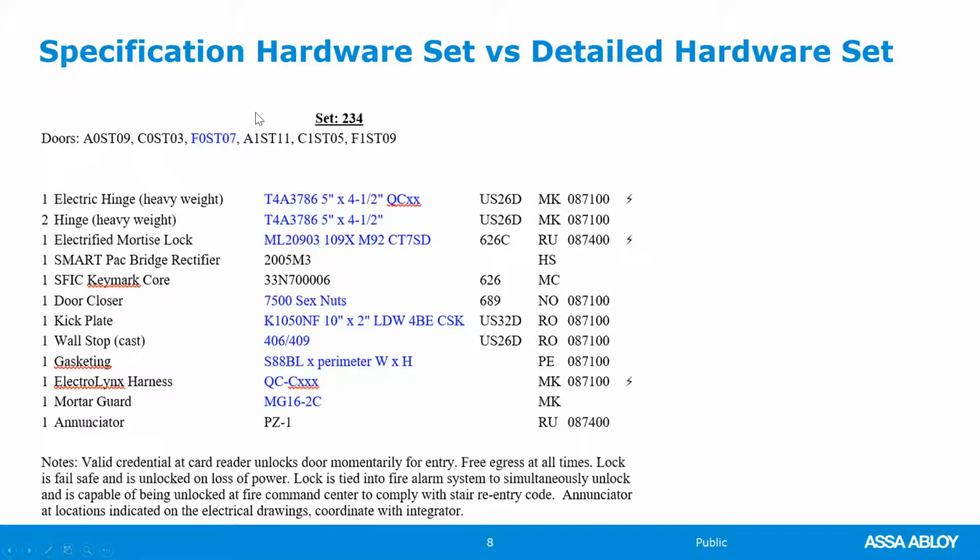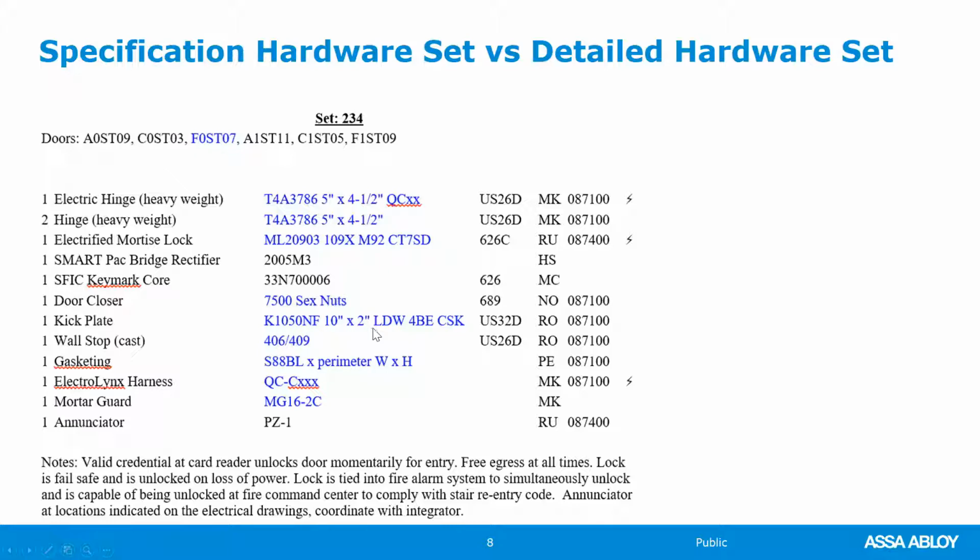So in this hardware set, some of these doors can be 3'6", some of these doors can be 3'8", some of them may be 3'10", and others may be 4 feet wide, but they can all have the same hardware because they've got heavyweight 5-inch tall hinges, and then you provide the details when you submit it for approval in a detailed hardware set. But you have enough information to bid this.